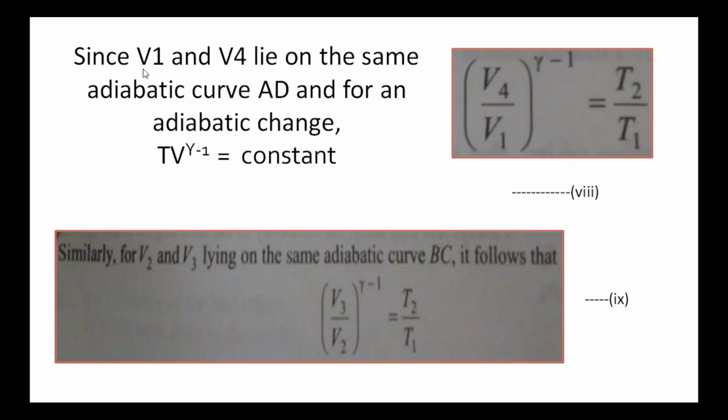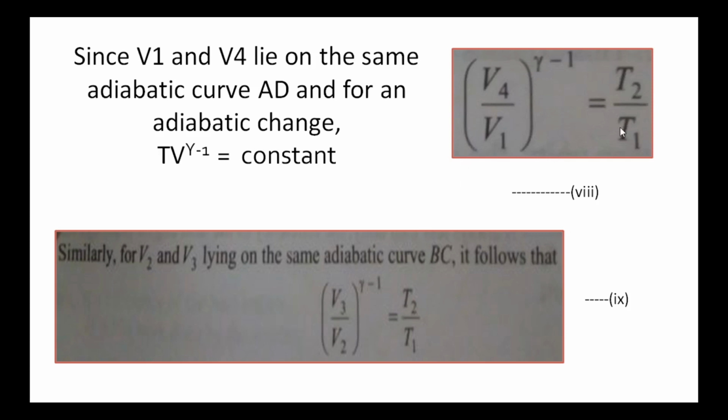Since V1 and V4 lie on the same adiabatic curve AD, for an adiabatic change we know that TV power gamma minus 1 is equal to a constant. Applying this relation to the curve AD, we get the relation (V4/V1) power gamma minus 1 is equal to T2 by T1. Similarly, for volumes V2 and V3 lying on the same adiabatic curve BC, it follows the relation TV power gamma minus 1 is equal to a constant. Then we get the relation (V3/V2) power gamma minus 1 is equal to T2 by T1. This is equation 8 and this is equation 9.